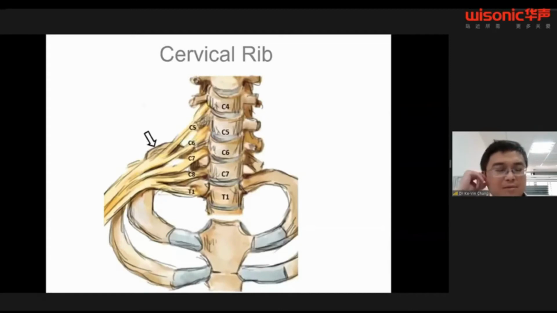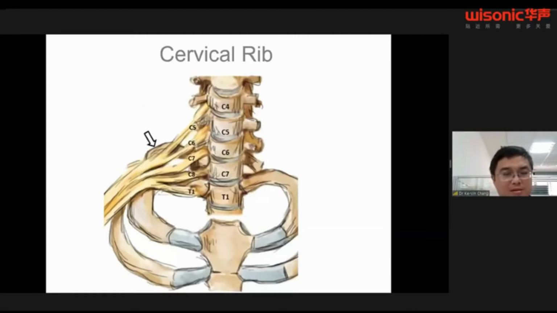And the nerve root actually courses inside the intertubercular groove. So that's why if you move your transducer distally, you can find that the nerve roots are running between two scalene muscles. That's why we call this level the interscalene level.